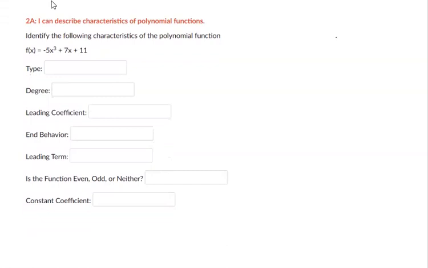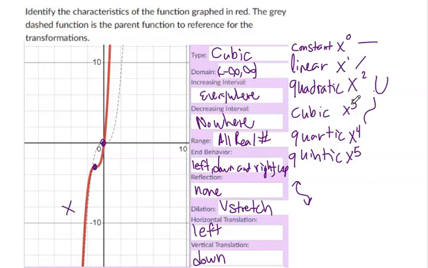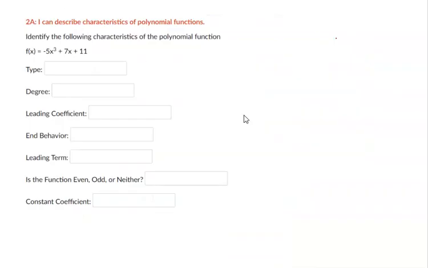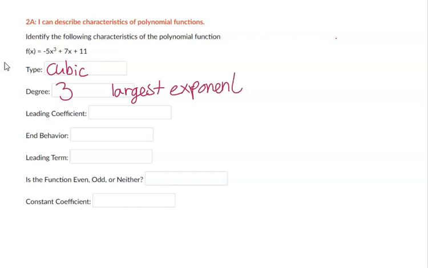I can describe characteristics of polynomial functions. Identify the following characteristics of the polynomial function f of x equals negative 5x cubed plus 7x plus 11. If we refer back to the page from before, notice the one with the x cubed is called cubic. So our type of function is cubic. Our degree is 3. It's the largest exponent. The leading coefficient is negative 5.